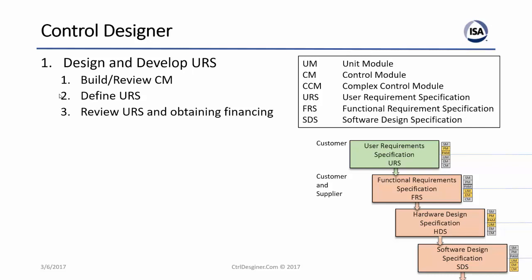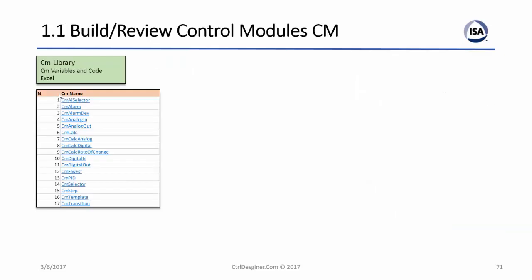It's divided into 3 segments. One is how to build and how to review the CM, then how we define the URS, and how to review the URS to obtain financing to go forward. Therefore, what does that mean?